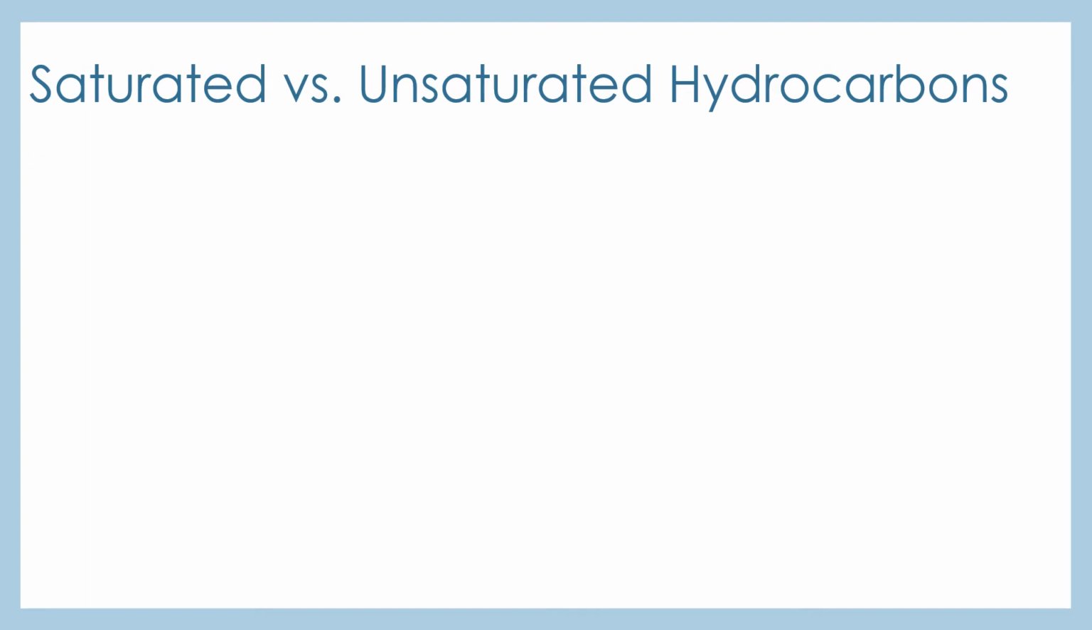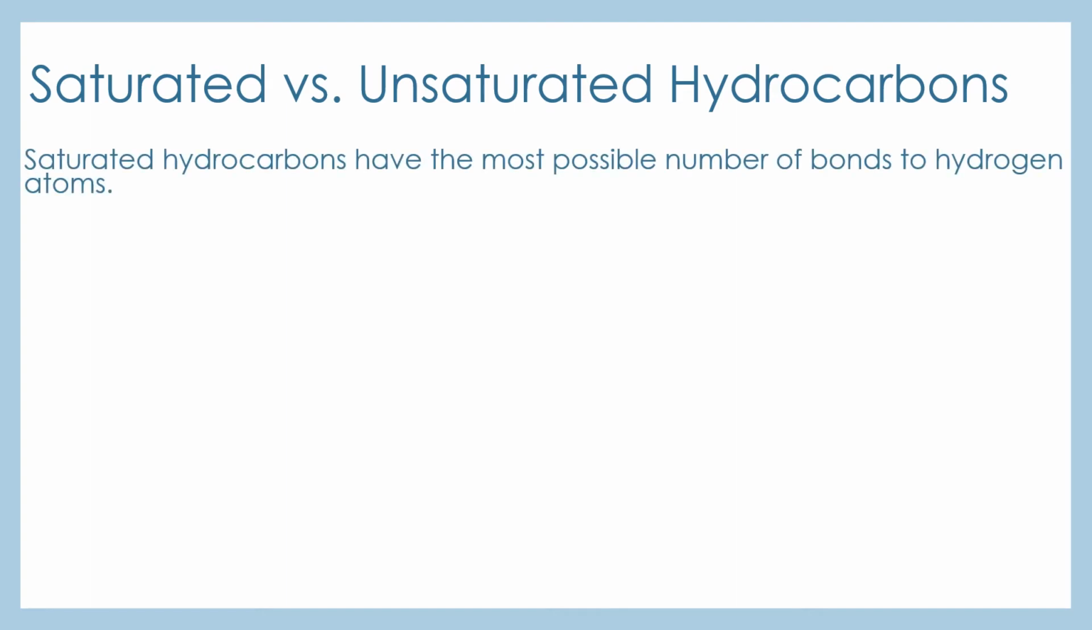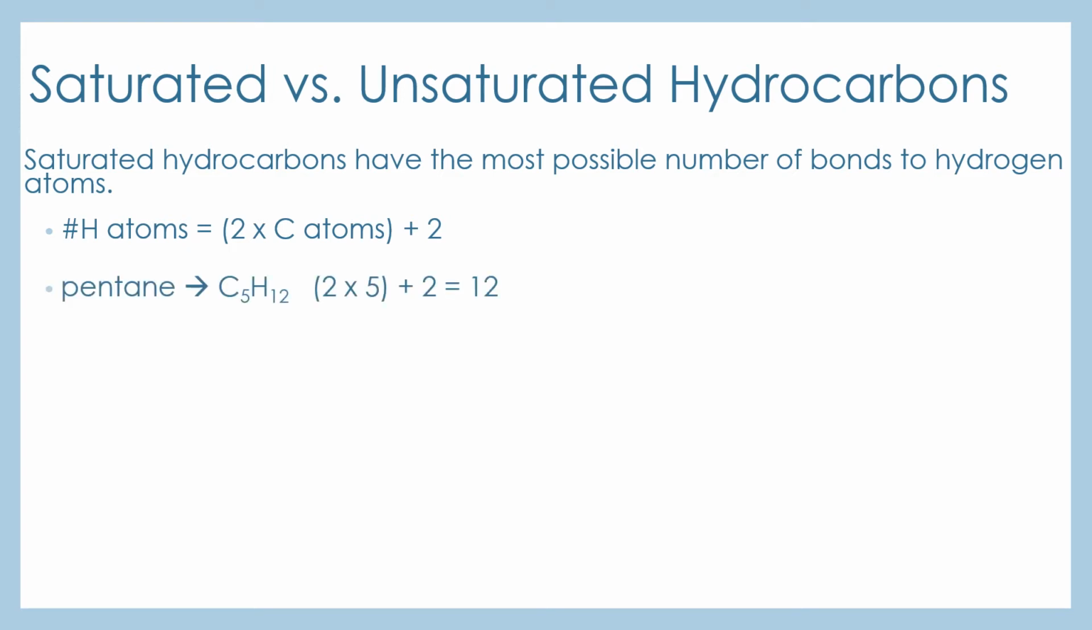So saturated versus unsaturated hydrocarbons, a little more detail. Saturated hydrocarbons have the most possible number of bonds to hydrogen atoms. So for example, you can calculate the number of hydrogen atoms that should be in a molecule if it was fully saturated by taking the number of carbon atoms and multiplying by 2 and adding 2. So for example, the formula of pentane, which is just 5 carbons, is C5H12. And we can actually calculate the number of hydrogens by taking the number of carbons, multiplying times 2, and then adding 2. And these numbers don't come from nowhere.